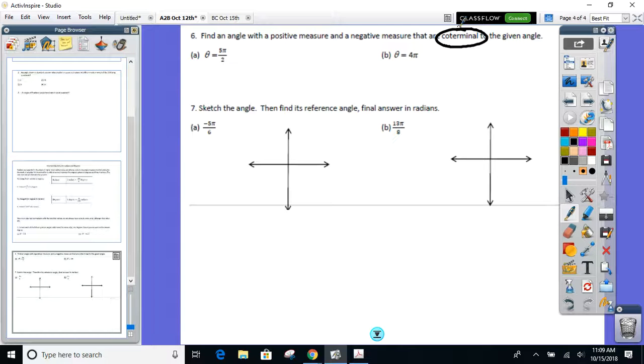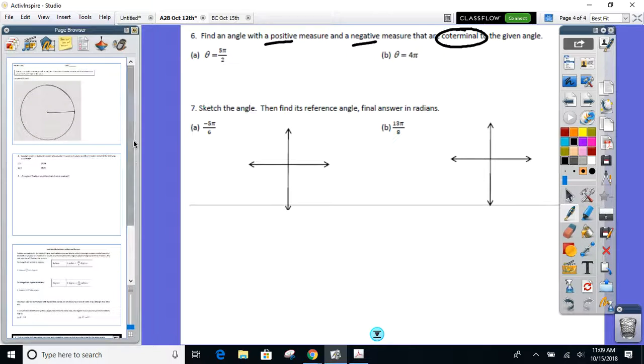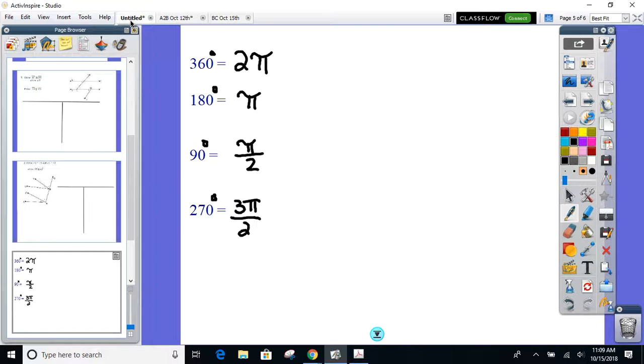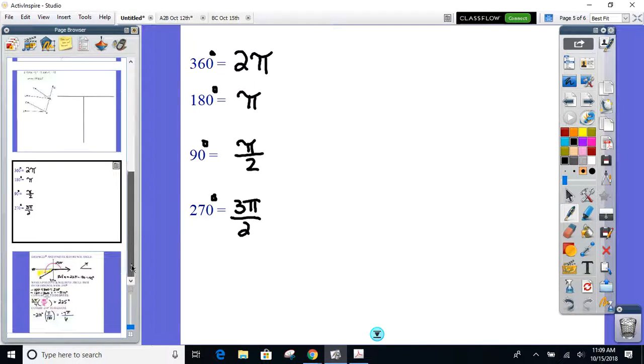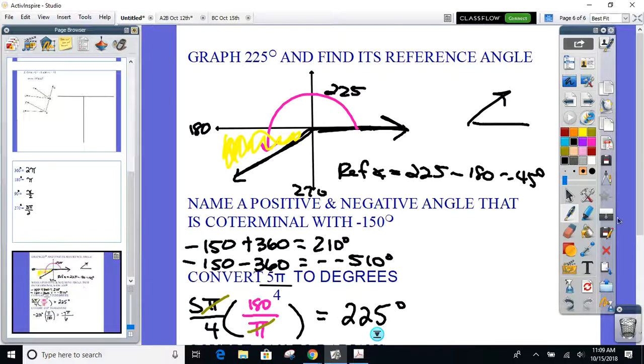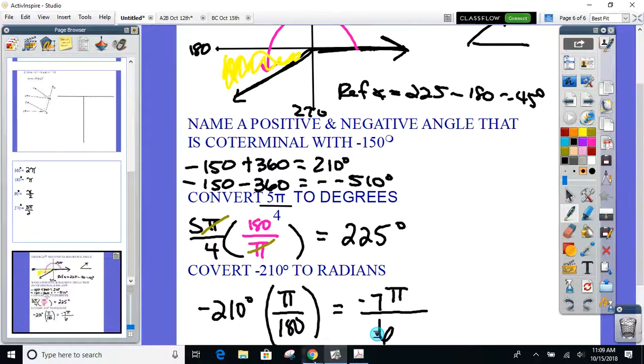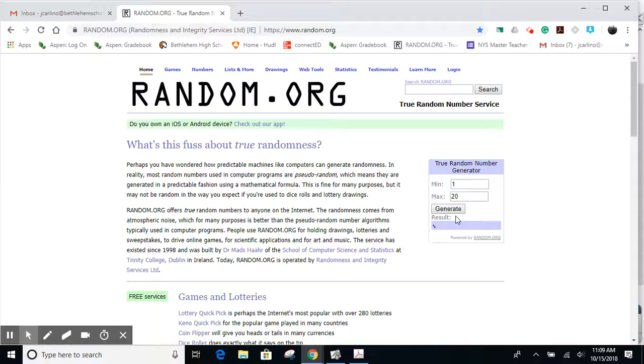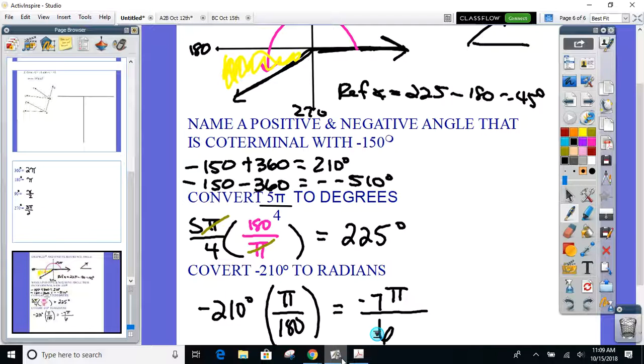Coterminal. Give me a positive and a negative angle. We just did this with degrees. Now I want to do it with radians. Going back, what did you guys have me do to find the coterminal angles? You added and subtracted what to get the coterminal angles? What did you add and subtract?